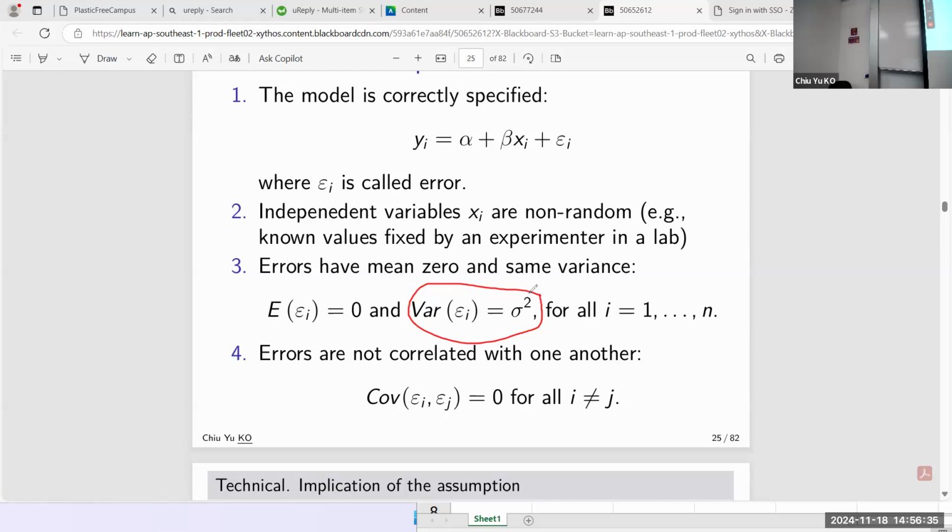Same goes on here. We have to assume equal variance for each X. We make the same assumption as ANOVA: each group has the same error, the variance is the same. So there's nothing new compared to ANOVA here. If you recall, it's the same as ANOVA. The only difference is that in ANOVA, X is either 0 or 1.